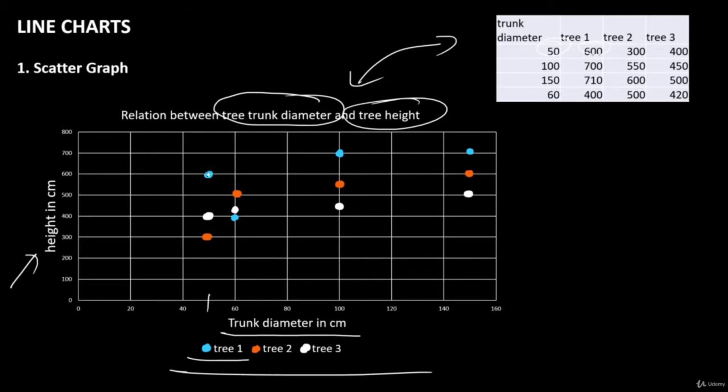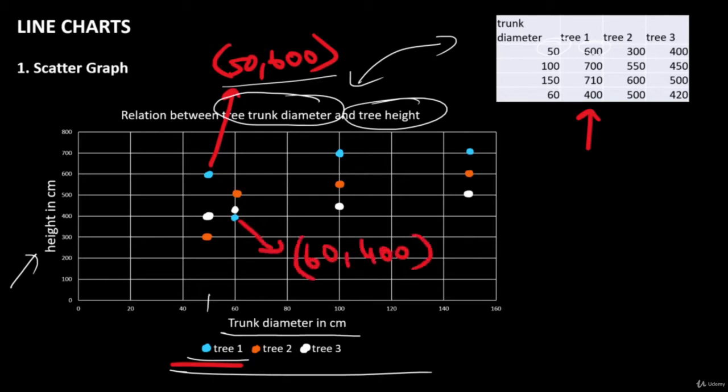So it means that this dot gives you two pieces of information, right? Let's see that over here. So I have tree 1 and its tree trunk diameter is 50 centimeter. In that case, its height would be 600 centimeter. So you can see that in a scatter plot, you're just connecting two pieces of information about something, right? Now, what would this point over here denote? It says that a tree of trunk diameter 60 centimeter has a height of 400 centimeter, right? So this is 60 comma 400, right?